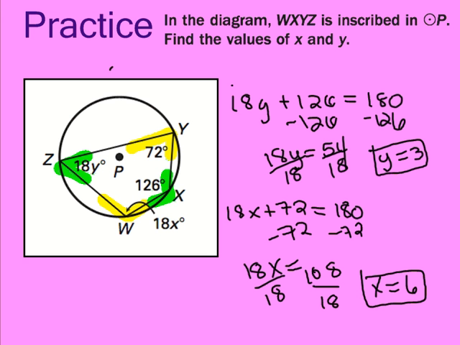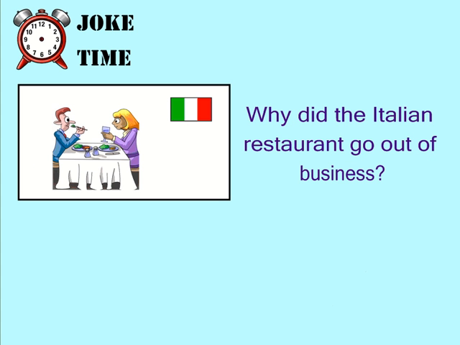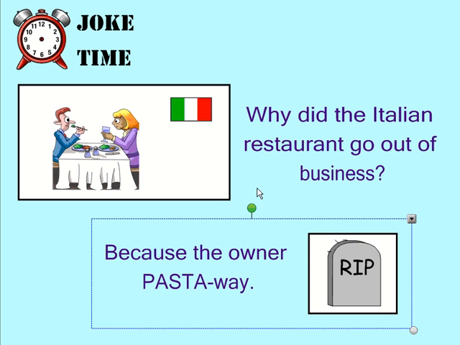That was our last example, so that means it's time for a joke. And this next joke is also one that's submitted by some of you. And this says, why did the Italian restaurant go out of business? Well, it went out of business because the owner passed away.